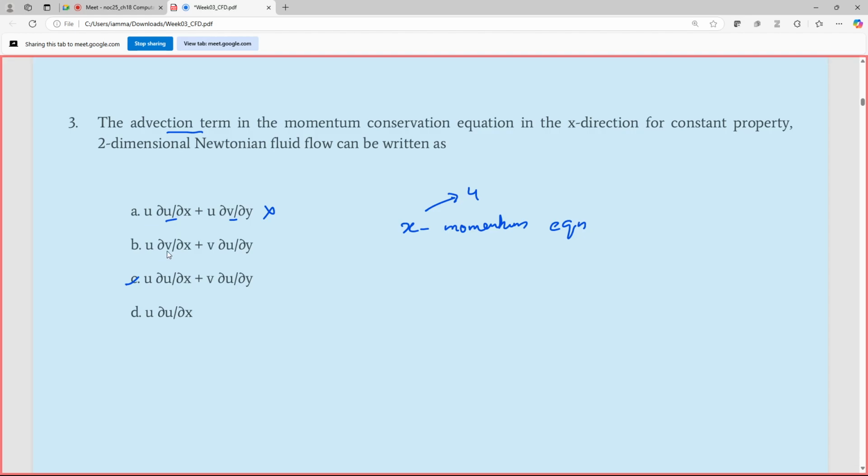Then again if you see here also it is not u. That's also wrong. Then if you see here it's both u and also x and y. So this can be true. And here if you see it is only for one direction, not for two dimension. So our answer is option C.